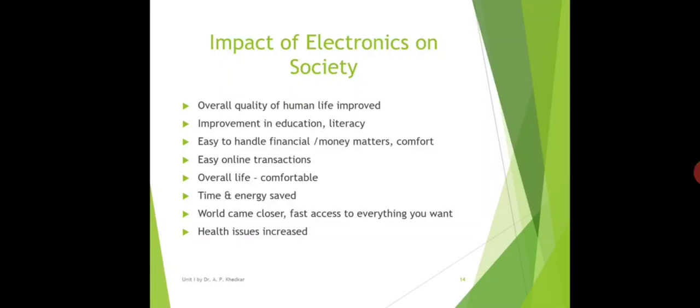Because of electronics and communication, it is possible for us to operate anything as per our wish by sitting at home. We do not have to physically go to that particular location and operate the thing. Means, because of electronics, overall quality of human life is improved. There is an improvement in education and literacy. It is very easy for us to handle financial or money matters. The overall automation has provided a lot of comfort to us.